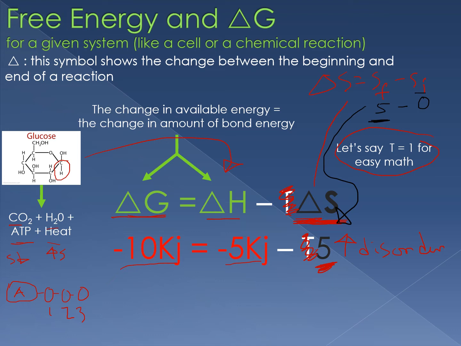So again, what happened here? There's a positive value for disorder. We have lost some bond energy because some of that bond energy went to probably increasing the disorder in the universe, as we can think of as heat loss, heat. And there's this much less energy available to do work.